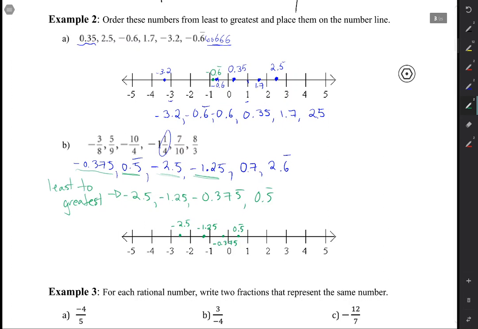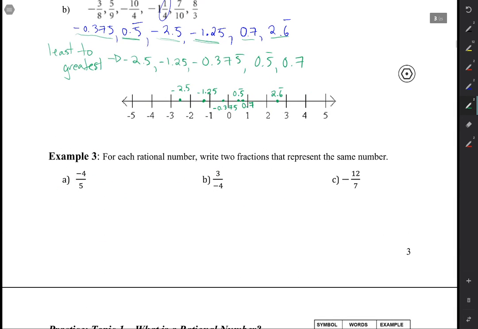It's kind of tricky to put them on perfectly. Then we have 0.7, which would come right after 0.5, approximately there. And finally, 2.6 repeated. That's almost 2.5, a little bit over. So there we go, we're done that one there. And finally, for each rational number, write 2 fractions that represent the same number.